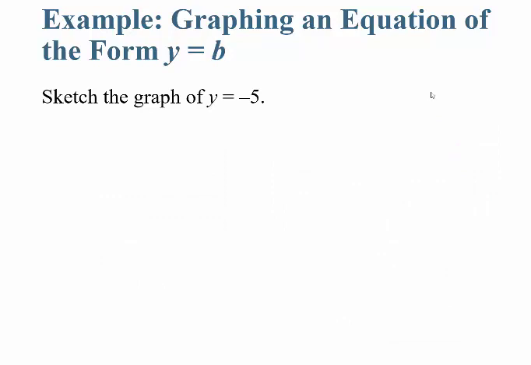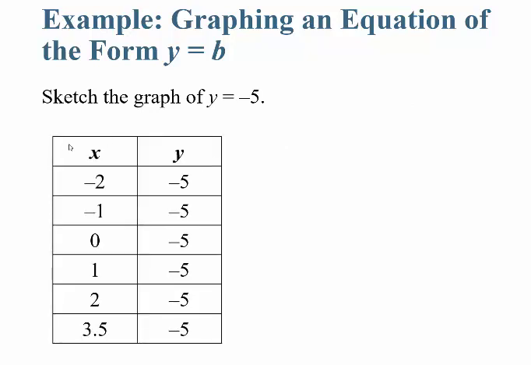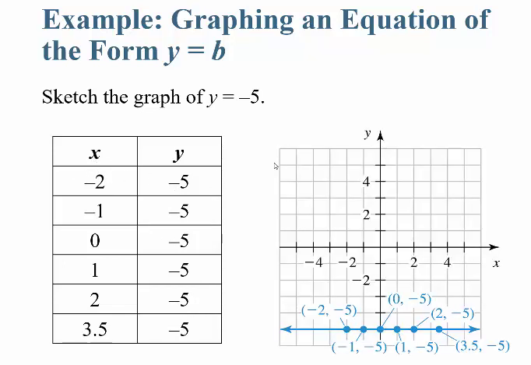Suppose I give you this: sketch the graph of y is equal to -5. No matter what x values I pick, -2, -1, 0, 1, 2, 3.5, y is always equal to -5. So when I plot these points, I get (-2, -5), (-1, -5), (0, -5), and so on. This looks like a horizontal line. And how you plot that horizontal line is, it's telling you y is equal to -5, which is down here, and then you draw a horizontal line right through that, like so.